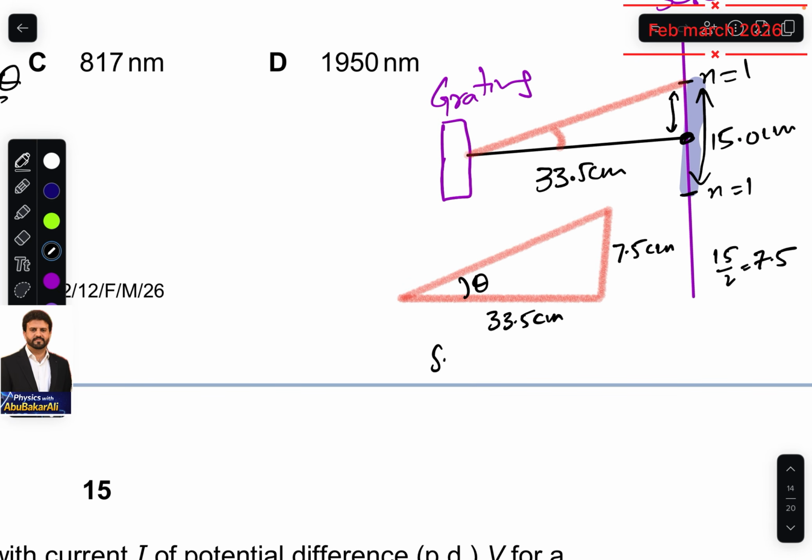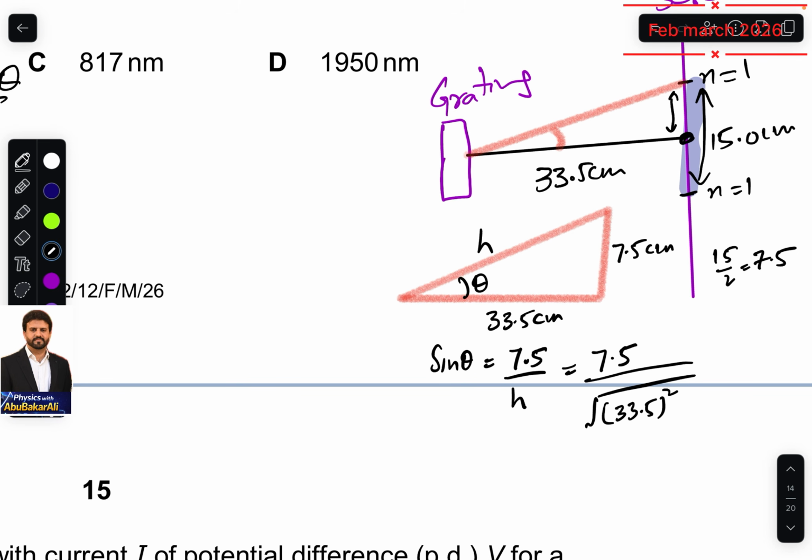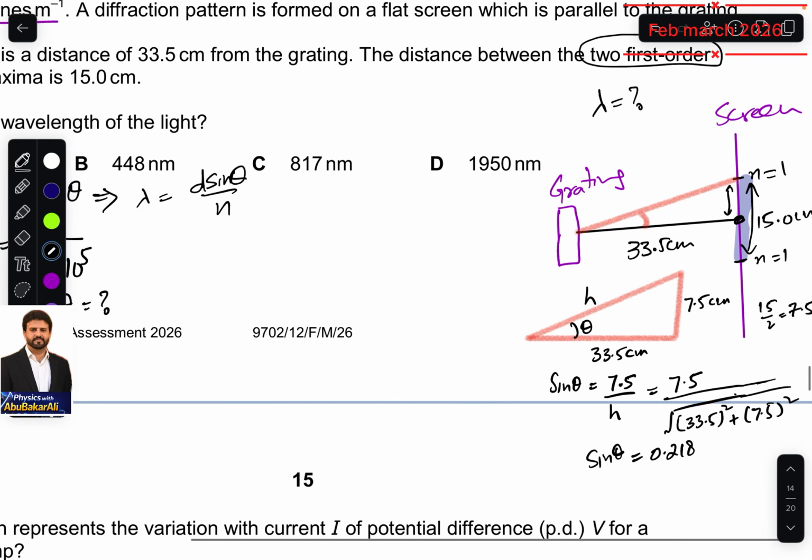So I know sine theta will be perpendicular over hypotenuse. So it is, let's call this h, 7.5 over h. And we know this h, by applying Pythagoras theorem, can be written as under root 33.5 square plus 7.5 square. You don't have to convert the units, they will cancel out with each other automatically because this is a ratio now. So when you do this you will get 0.218, that is sine theta.